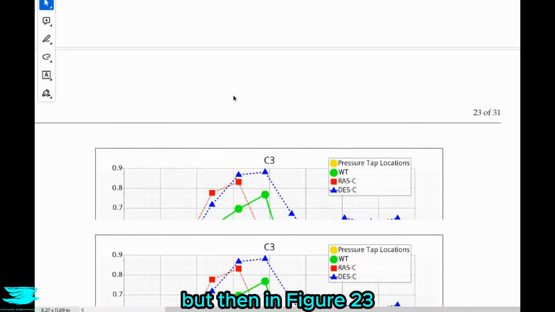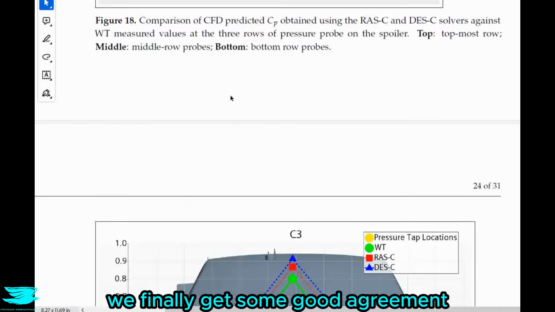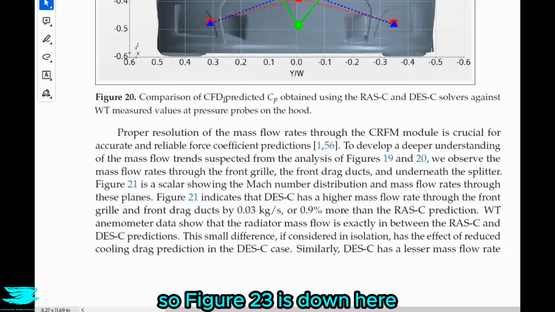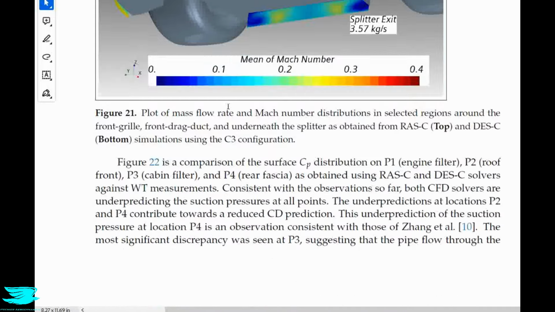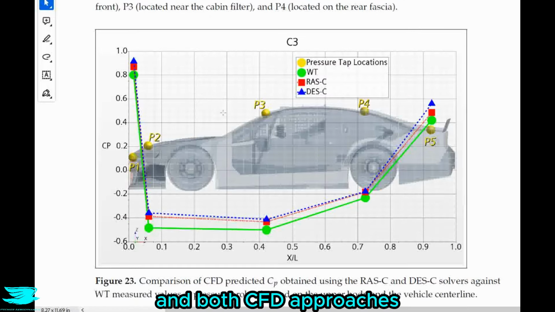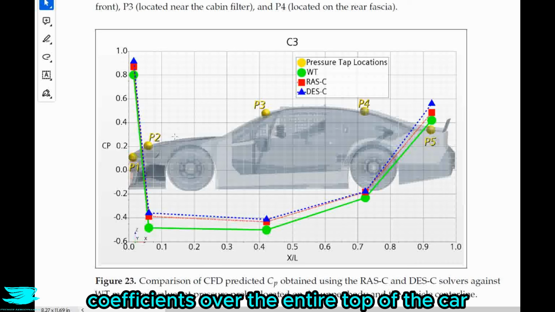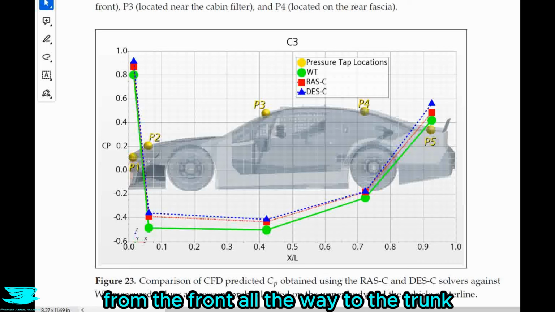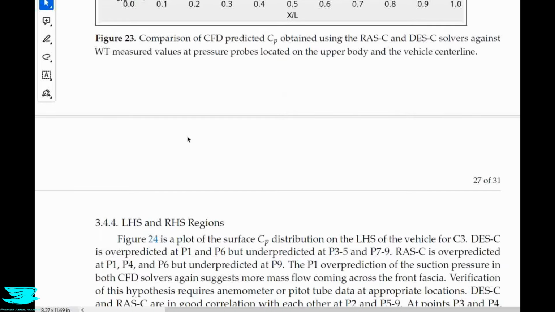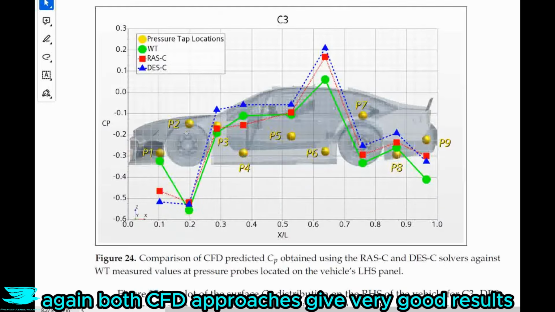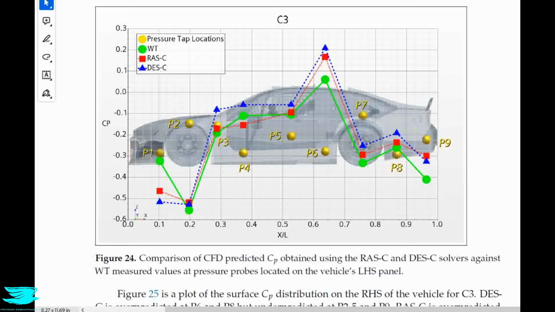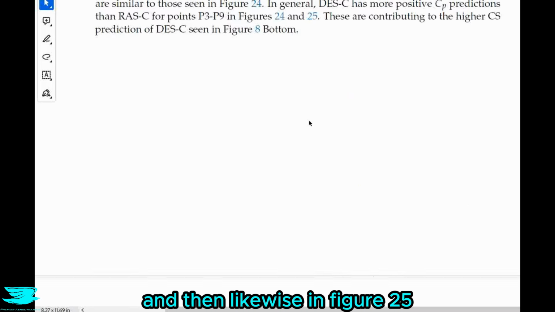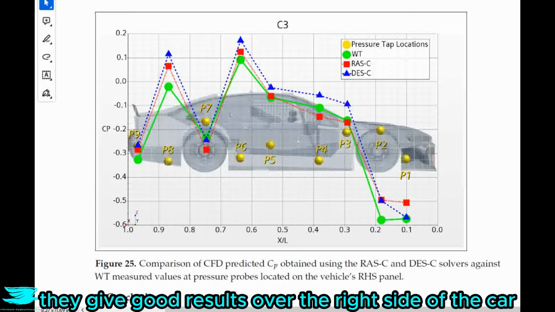But then in figure 23, we finally get some good agreement. So figure 23 is down here. And both CFD approaches give accurate pressure coefficients over the entire top of the car from the front all the way to the trunk. Then in figure 24, again, both CFD approaches give very good results over the left side of the car. And then likewise in figure 25, they give good results over the right side of the car.